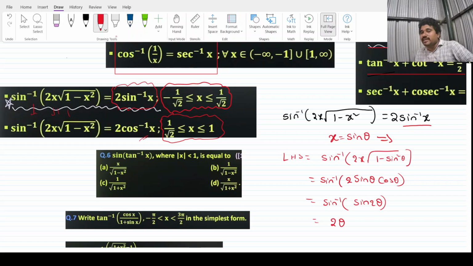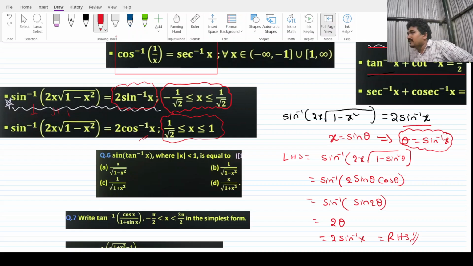But what is theta from here? Observe, x equal to sine theta, you said. So theta is sine inverse of x. So substitute that: 2 sine inverse x. That is your RHS. Easy, right? Is that clear for everybody? Yes.